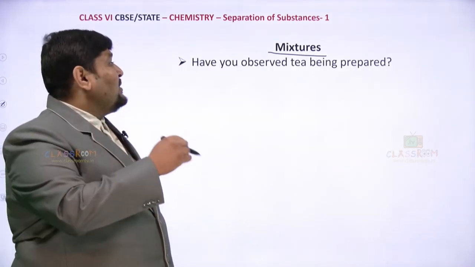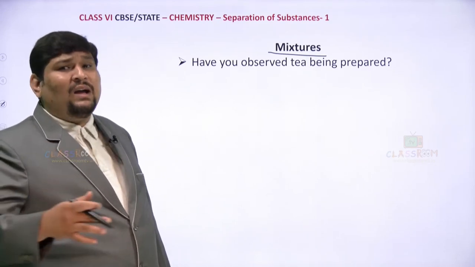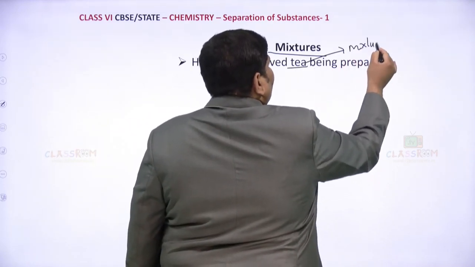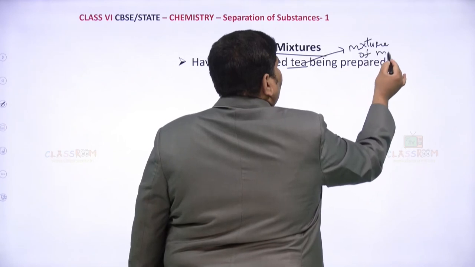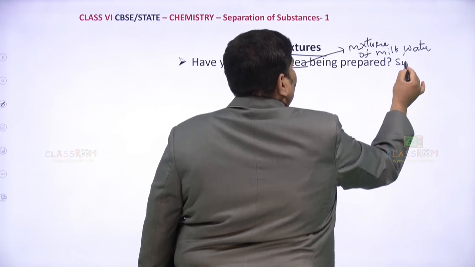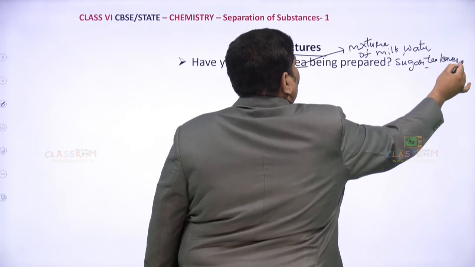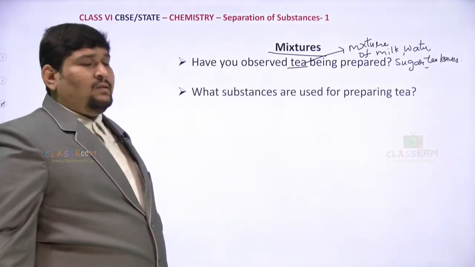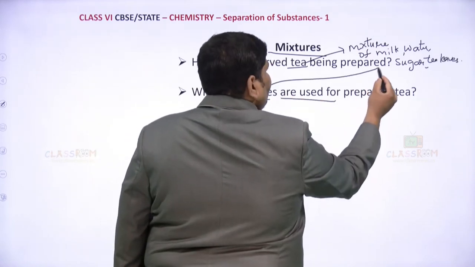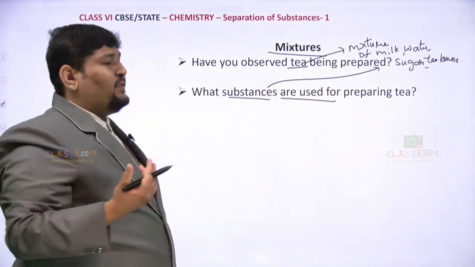So here, have you observed tea being prepared? As I said, just as an example, tea acts as a mixture, where you can find a mixture of milk, water, sugar, and the tea leaves. That's nothing but the tea powder. Yes. So, what substances are used for preparing tea? As I showed you just now, these are the substances: milk, water, sugar, tea leaves.